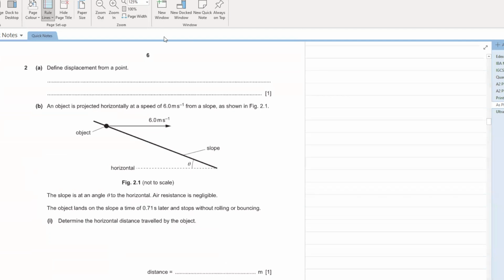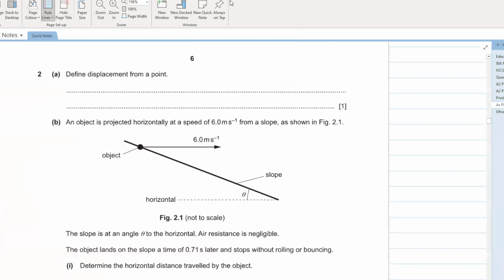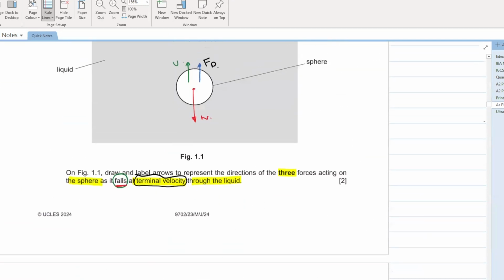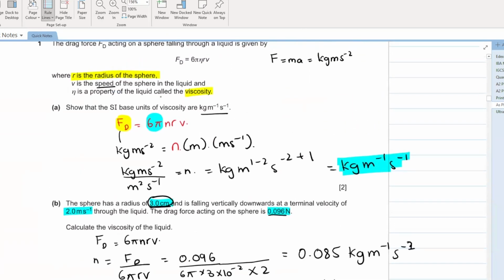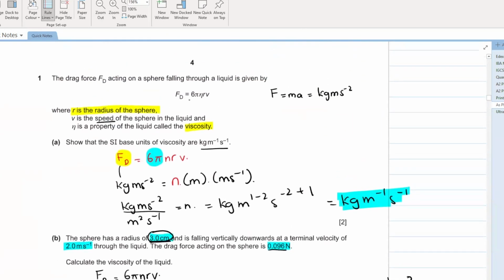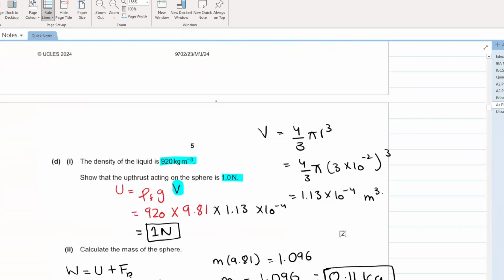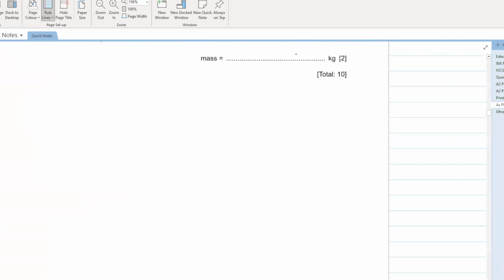Define displacement from a point. Okay, how to define displacement? Sir, how did you find viscosity? We were given the formula here. The drag force is equal to 6 pi, this eta is your viscosity, radius into velocity. The formula for viscosity was given already.